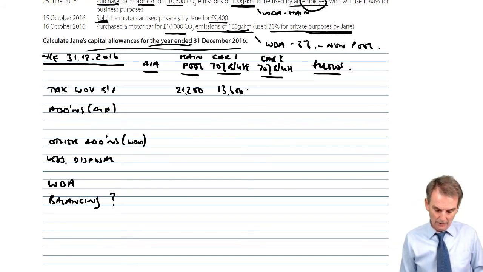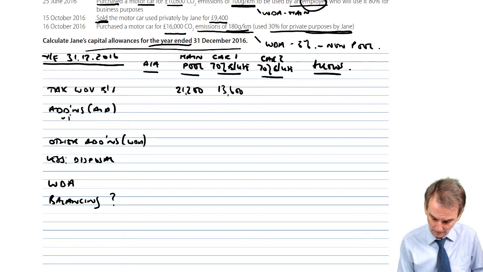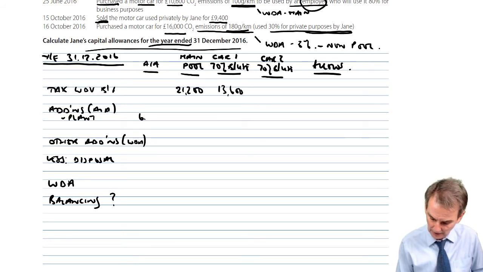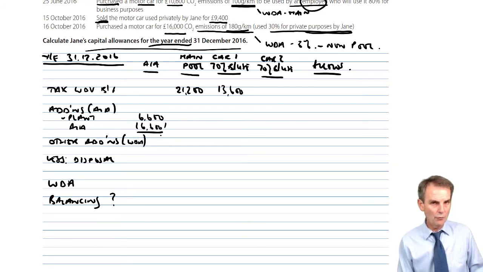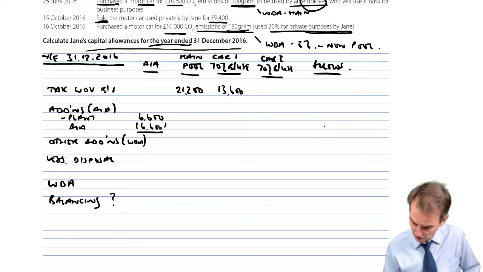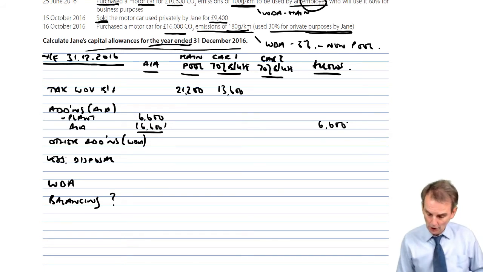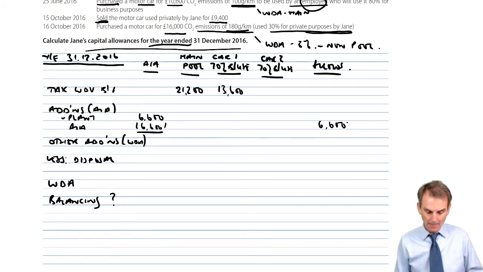So that's what we've inherited at the start of the period. Do we have additions that qualify for AIA? Yes, we do. We had an item of plant purchased during the period at a cost of £6,600. And on that, we'll get our AIA of £6,600. Nothing, therefore, as a residue to go into the pool, and there's your first allowance to record, £6,600 in the allowances available column. Other additions in relation to WDA, we've got some cars here.